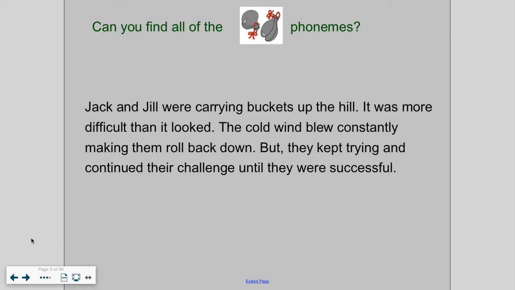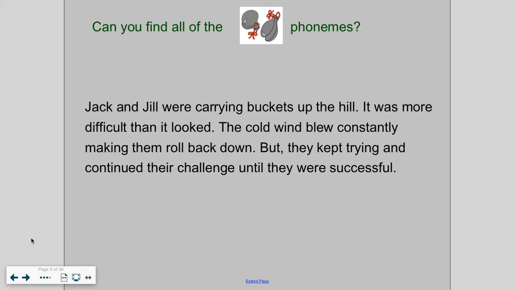What I'd like you to do next is to have a read through this text, and I want you to find all of the k sounds in the text and colour them in, or highlight them, or circle them, or write them down in some way. I'll read it to you once in case you don't have an adult with you there, and then you can have a go at the activity, and I'll reveal the answers on the next page.